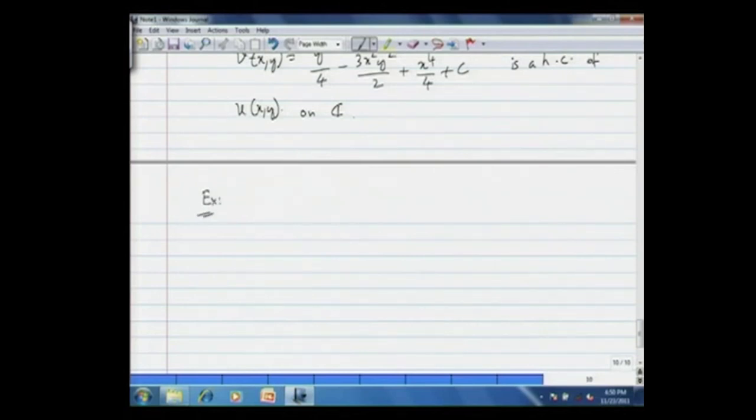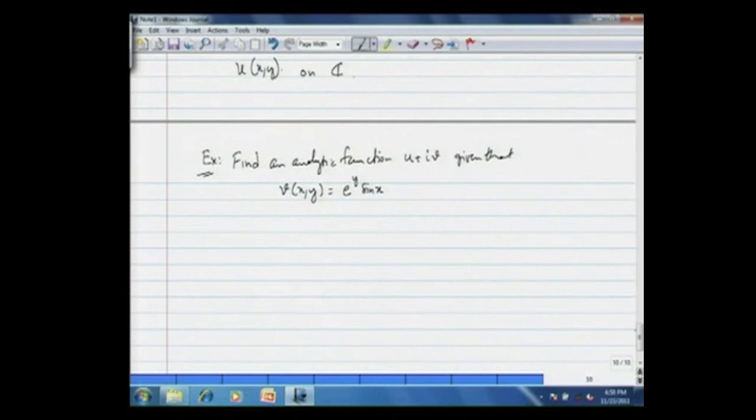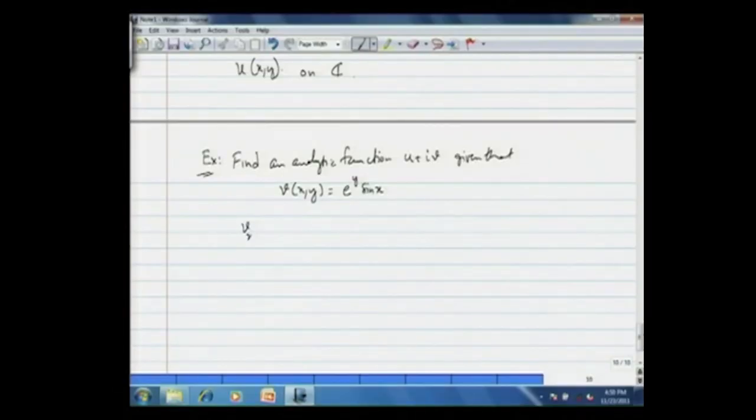Here is another example: find an analytic function u plus i v, given that v of x y is e power y sin x. In this case we have been given the imaginary part of the analytic function, and you have to find the real part. The procedure is pretty much similar. We consider the partial of v with respect to x, which gives e power y cosine x, and the partial of v with respect to y, which gives e power y sin x back again, and we will use the Cauchy-Riemann equations.